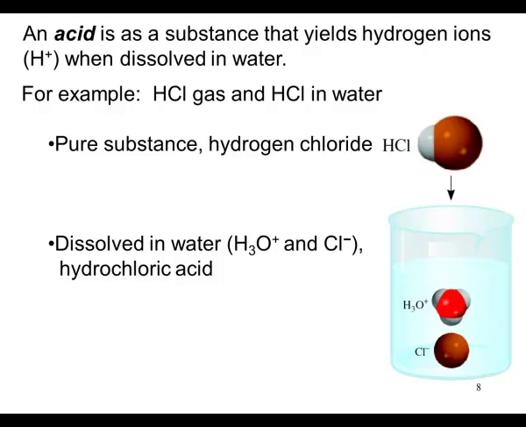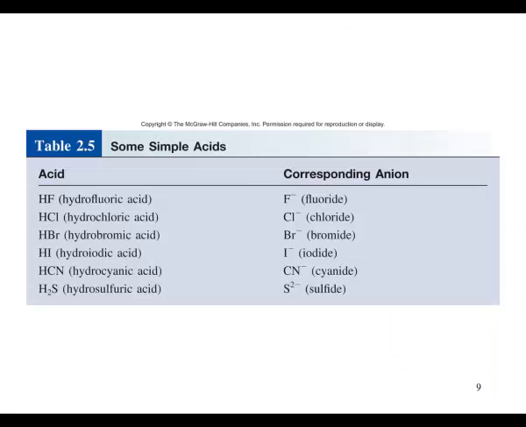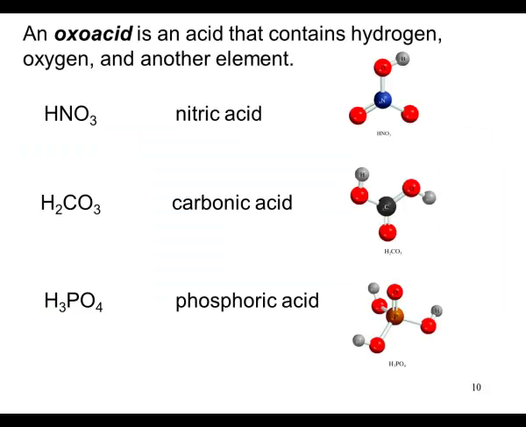An acid is a substance that yields hydrogen ion when dissolved in water. Hydrogen chloride is a gas. If it is dissolved in water, it becomes hydrochloric acid. Here's a table of some simple acids that are commonly used. An oxoacid is an acid that contains hydrogen, oxygen, and another element. HNO3, nitric acid. H2CO3 is carbonic acid, and H3PO4 is phosphoric acid.